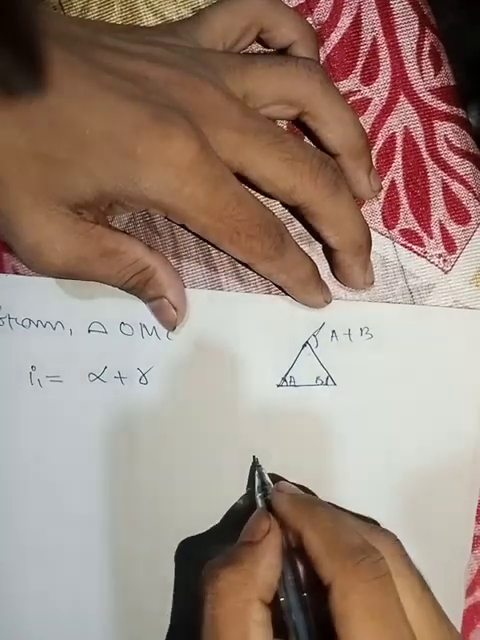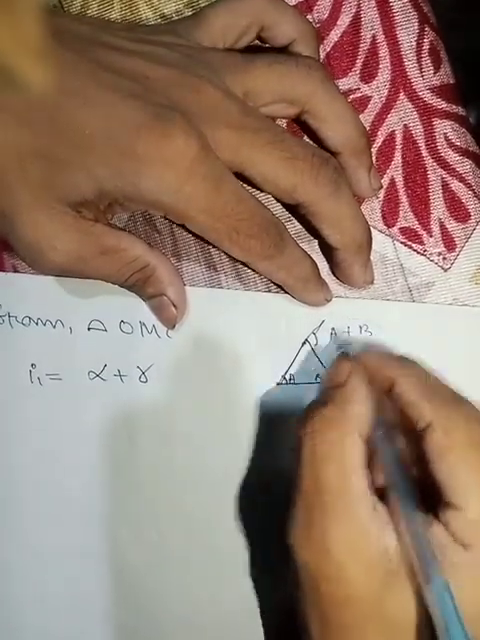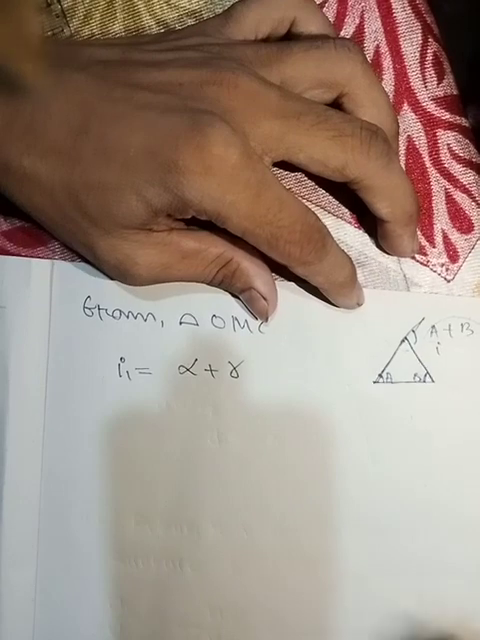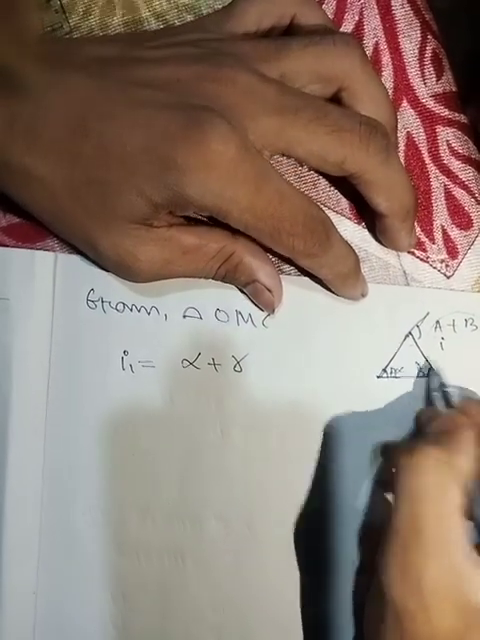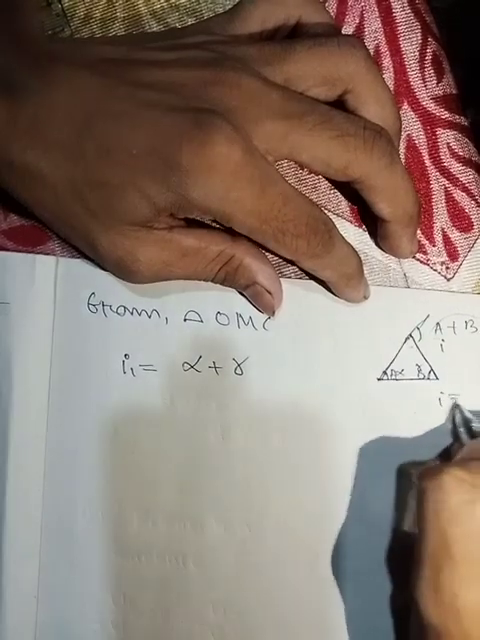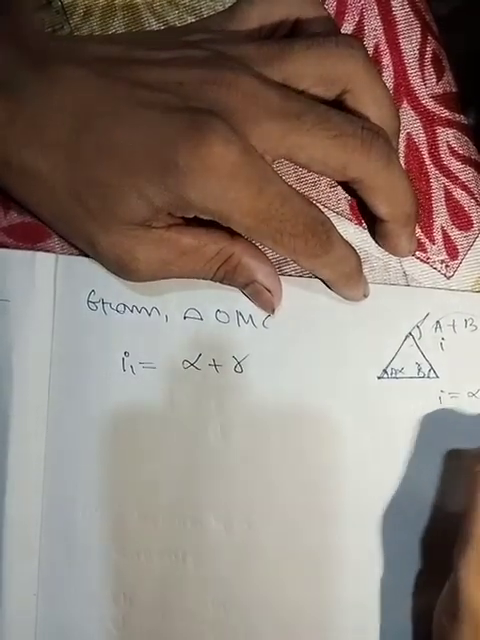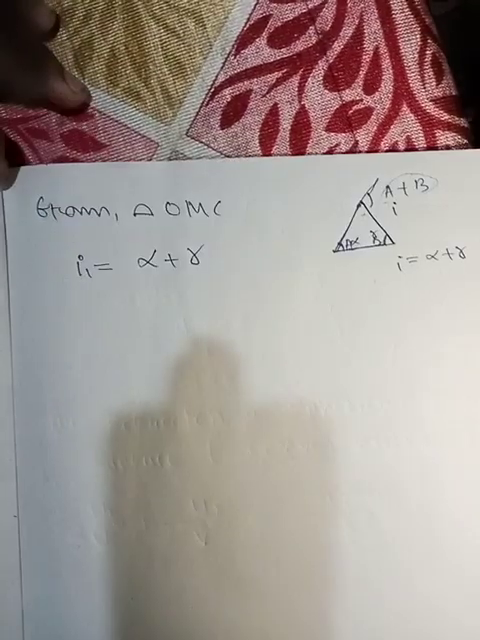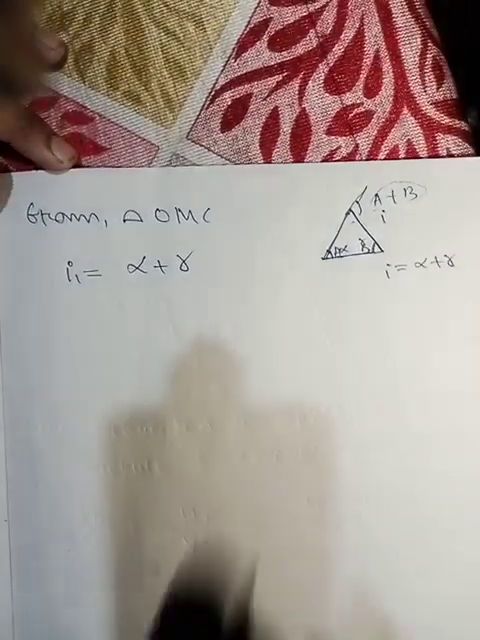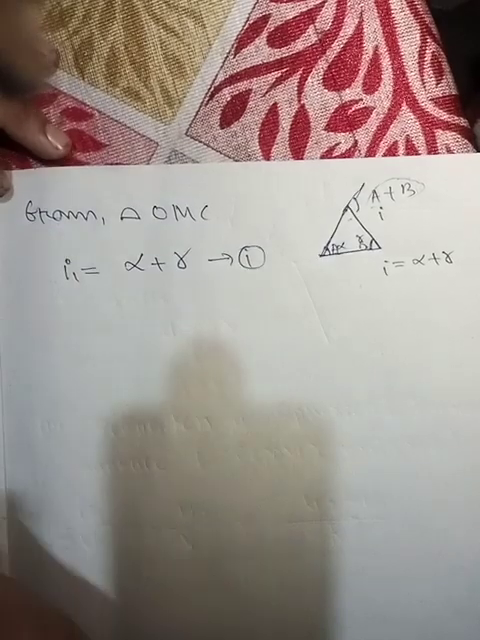So let's say this is angle I, this is alpha, and this is gamma. You can write I is equal to alpha plus gamma. Don't be confused. Let's say this is equation number 1.